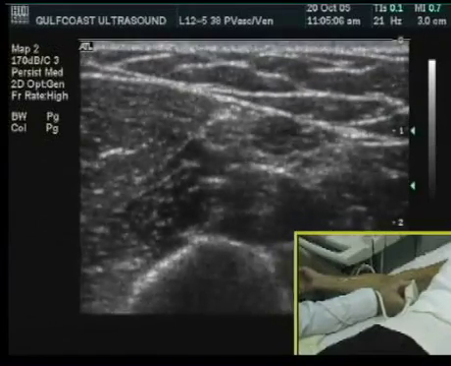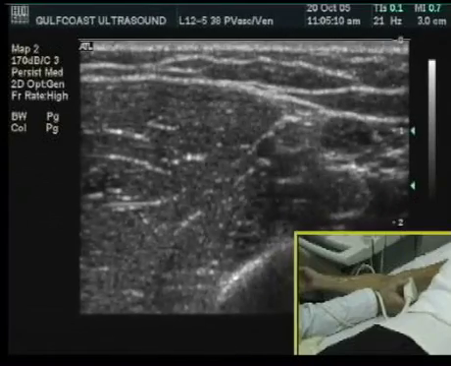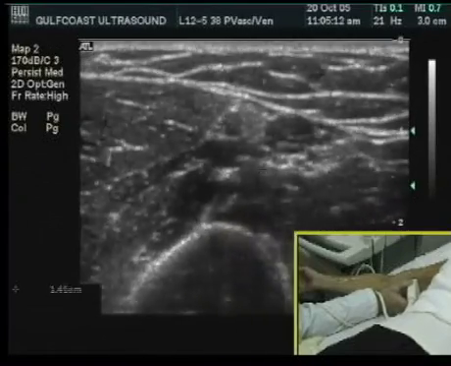I'll follow the brachial artery down. Here's the brachial artery here.